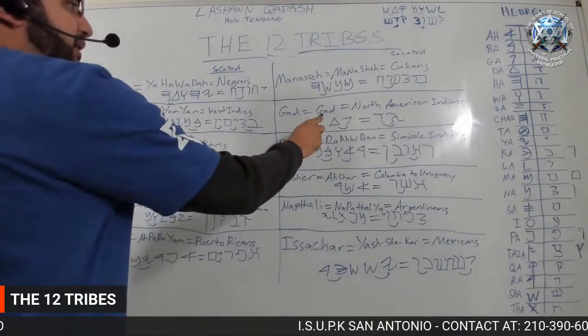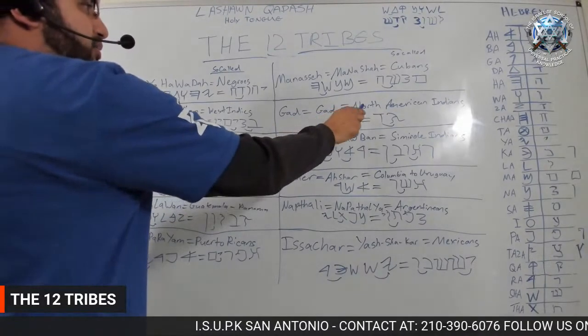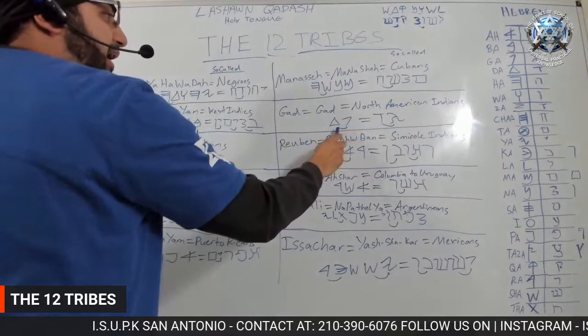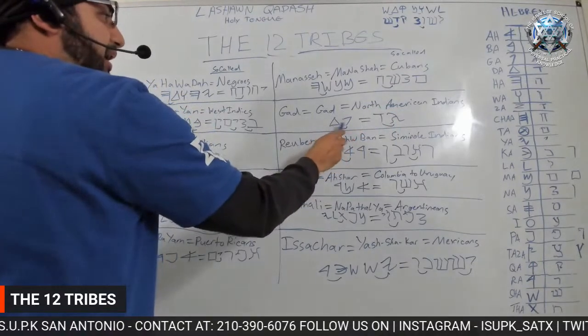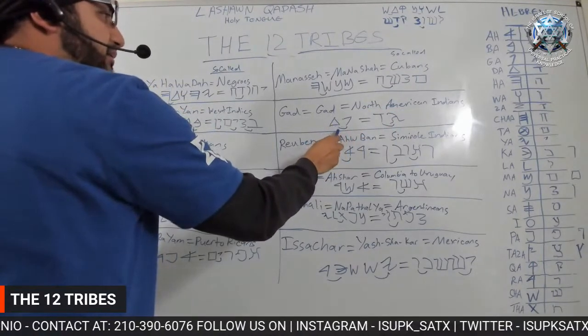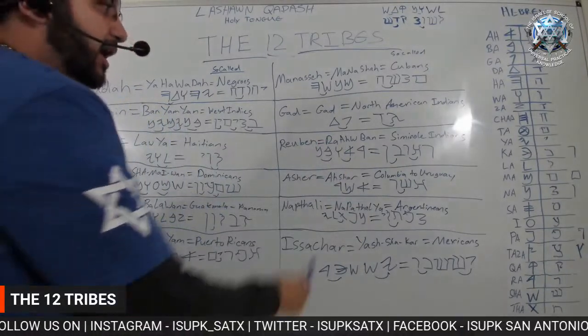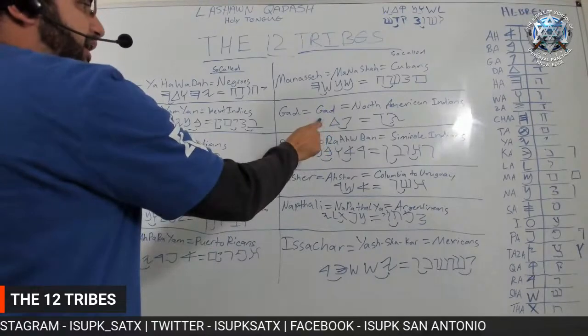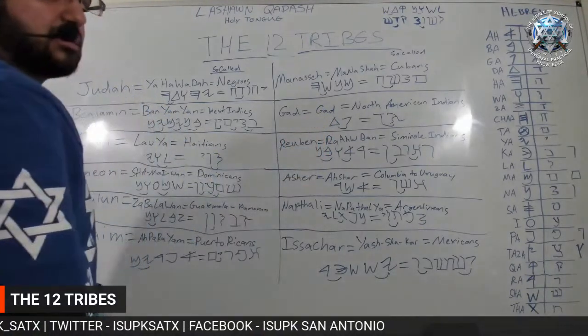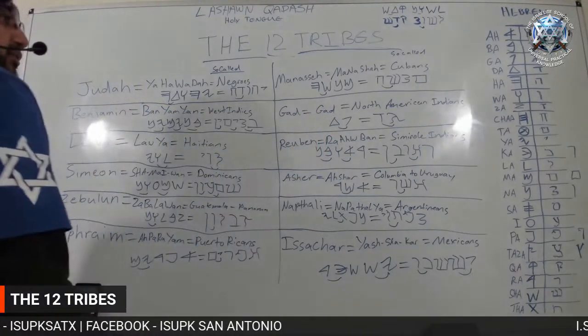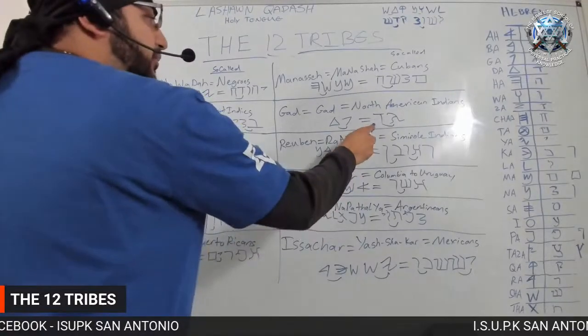Gad equals God, equals North American Indians. Gad is basically Ga and Da. You're putting it together to get God. Don't think of it like in English, the word God. That's not what we're saying. God means troop in ancient Hebrew. You're thinking of the word Allah. If you're thinking of power, then that's a different word altogether.